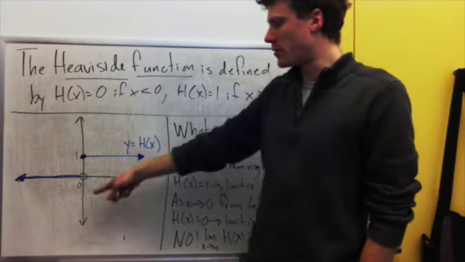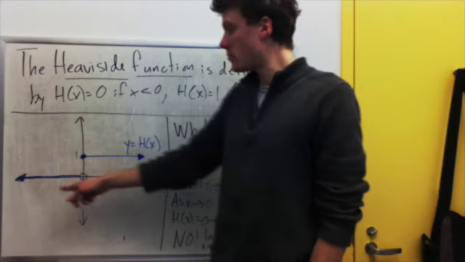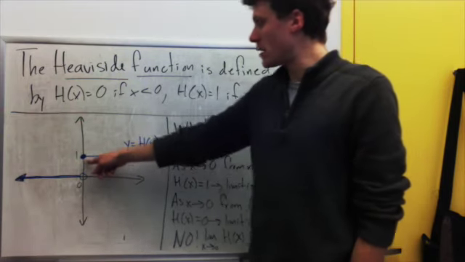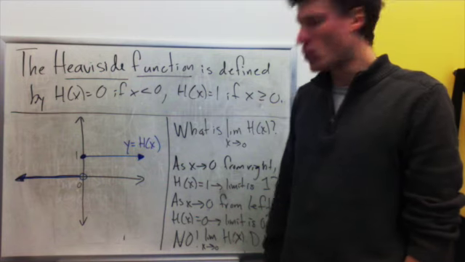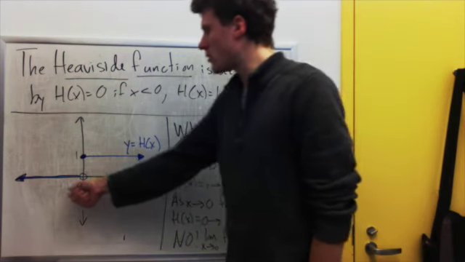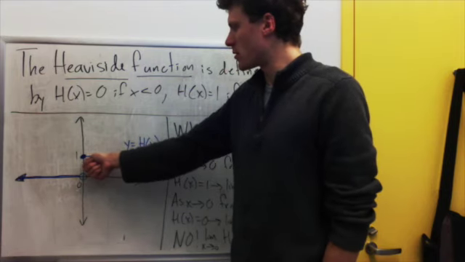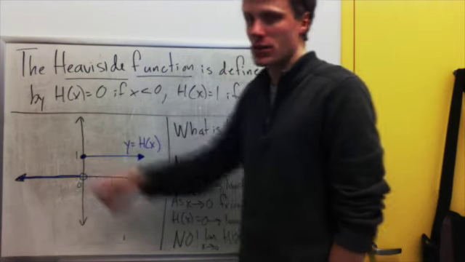So here's the graph. To the left of 0, the function is just equal to 0. To the right of 0 and at 0, the function is equal to 1. And so I draw an open circle at the origin to suggest that the line approaches this point but never hits it. I draw a closed circle up here to say that the line approaches this point and hits it.